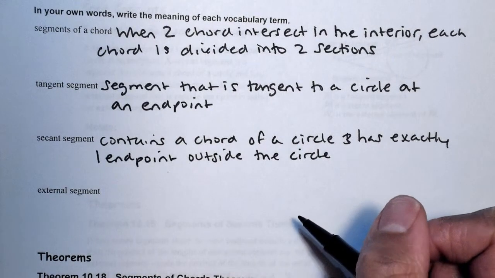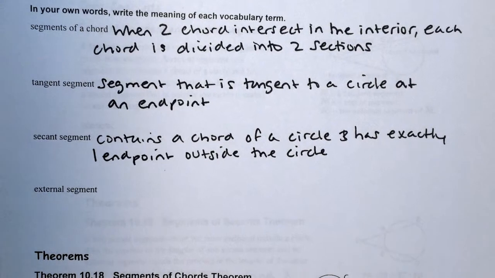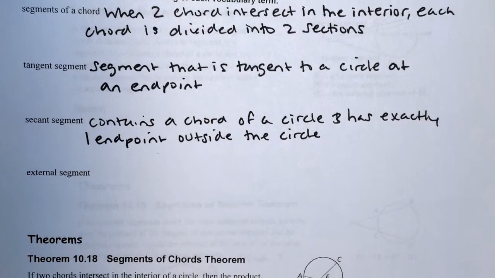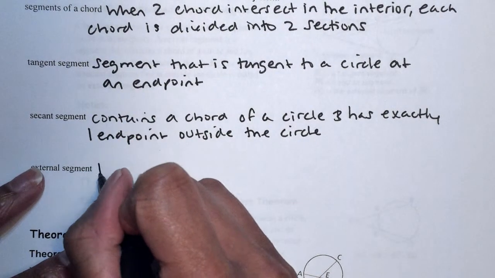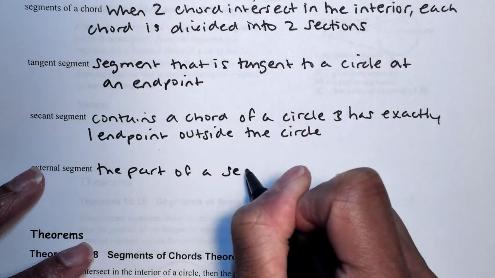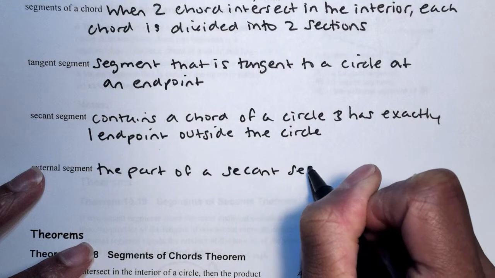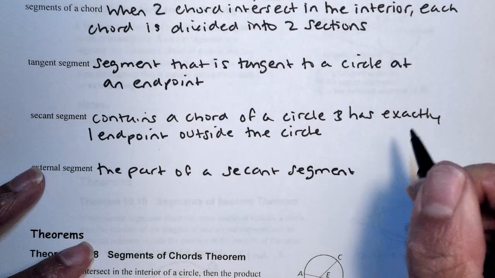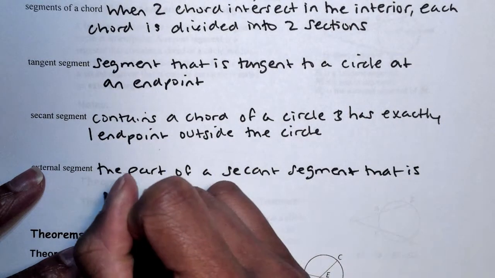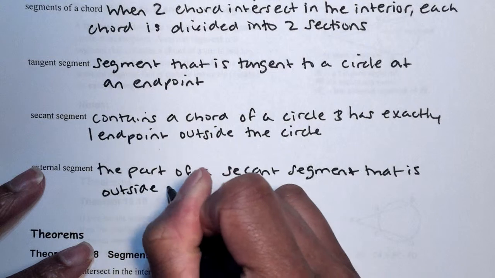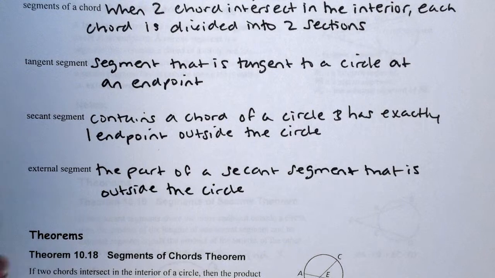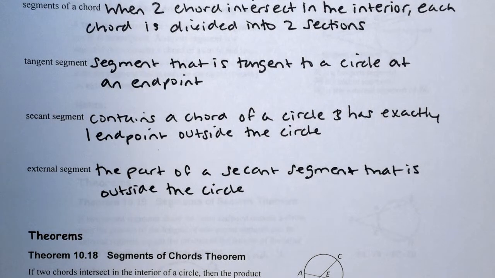Now we have an external segment. An external segment, very similar to how it sounds, is a segment outside of the circle. And so this is the part of a secant segment that is outside the circle. Okay, so you'll see pictures of these 4 definitions on our next page.